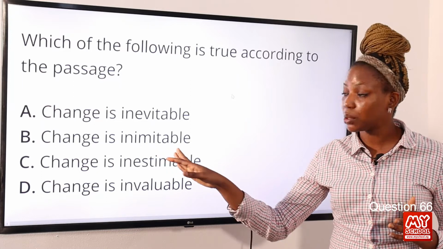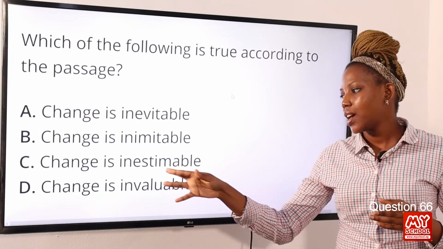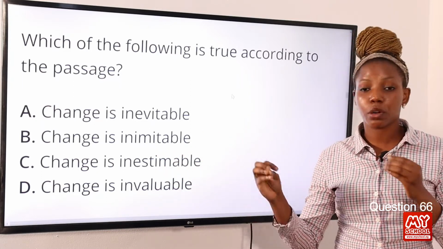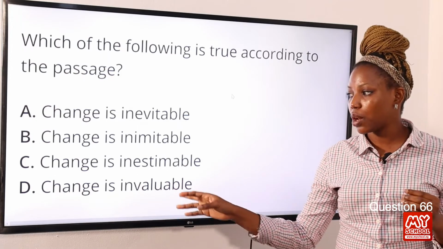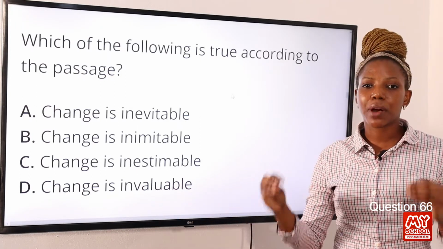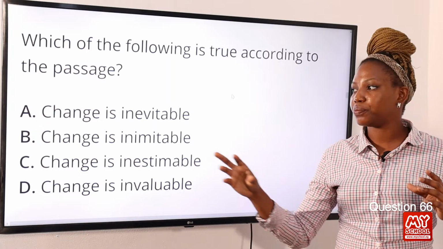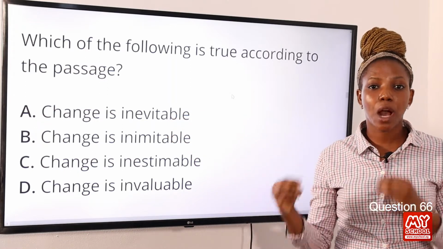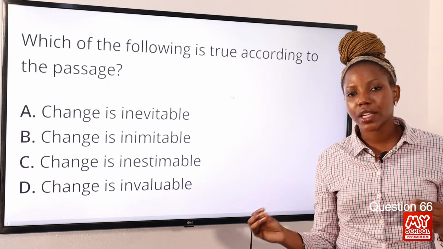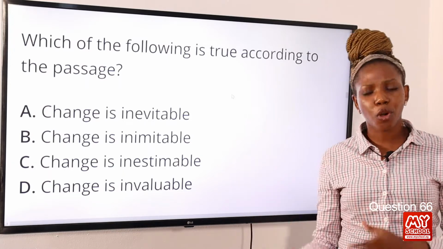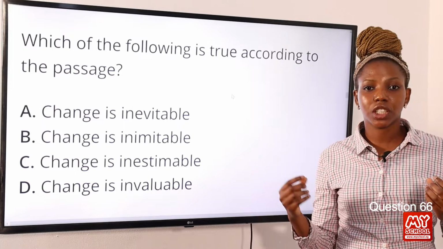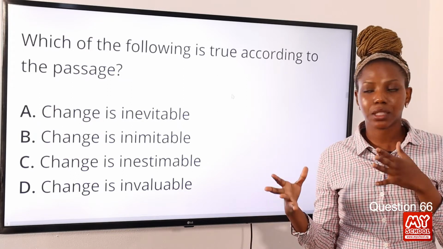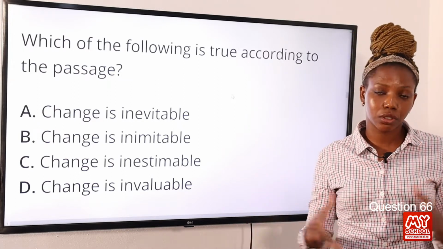When we talk about inimitable, we're talking about something unique. Inestimable means something you cannot measure. Invaluable means something valuable. But then the passage emphasizes this particular concept. Change is inevitable. It is certain that it will happen. It's unavoidable. When there's a change in a leader, change will occur. So many things result in changes, and this is what was emphasized in the passage. So option A is the correct answer to this question.